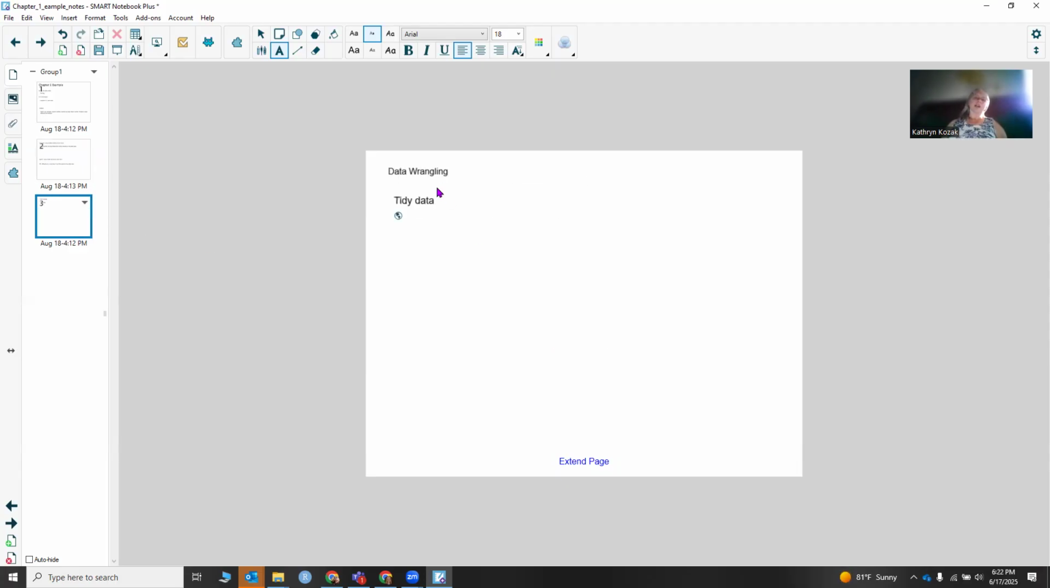So now we're going to talk a little bit about what we call data wrangling. Data wrangling is really what it means. It doesn't really mean cleaning the data, but in a way you can think of it as cleaning the data, but it's more putting the data into a usable form.